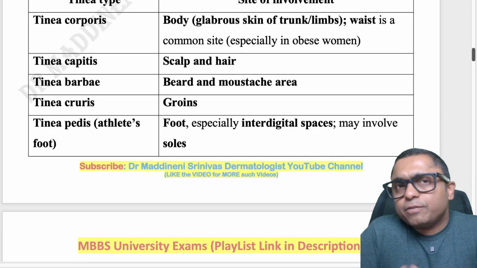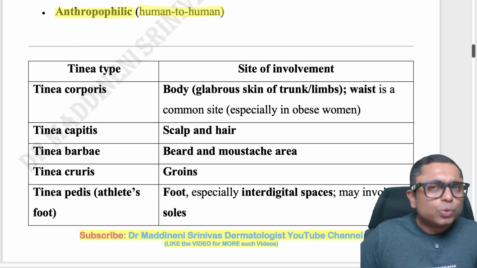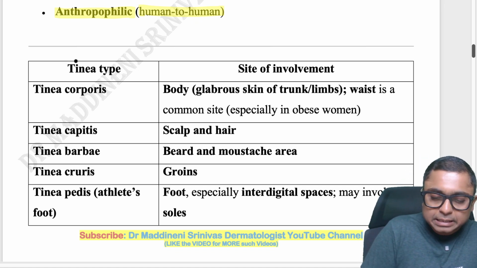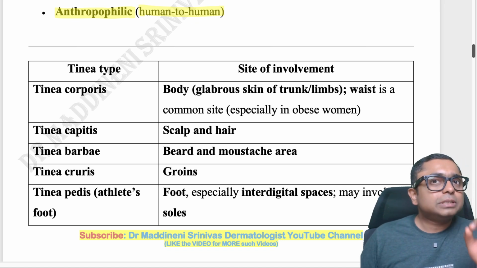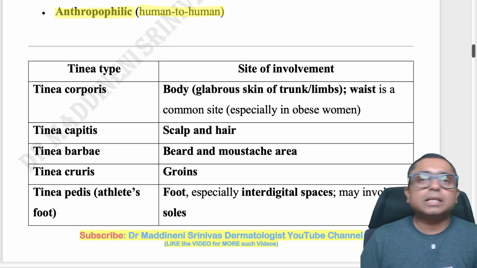Regarding tinea, in microbiology you might have read another Taenia: Taenia solium, Taenia saginata. Remember, that Taenia's spelling is different. It is tinea here. And depending upon the site of the fungal tinea infection, we have various types of tinea.